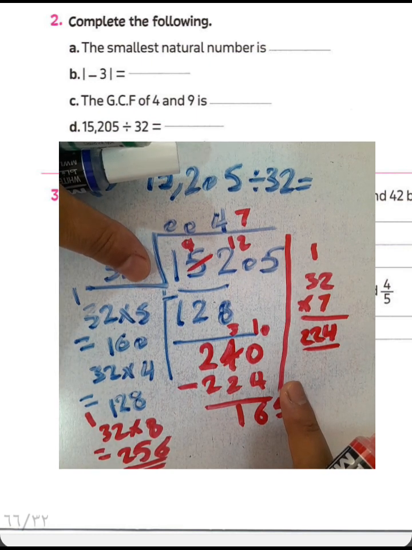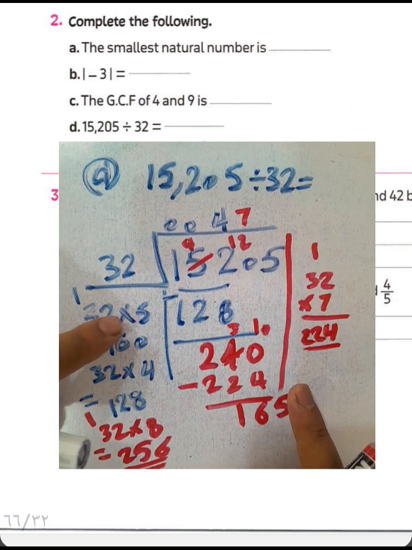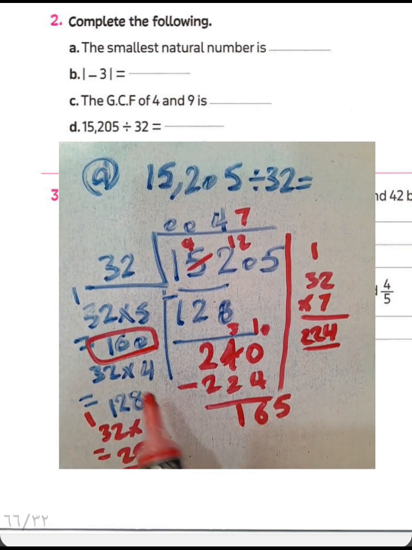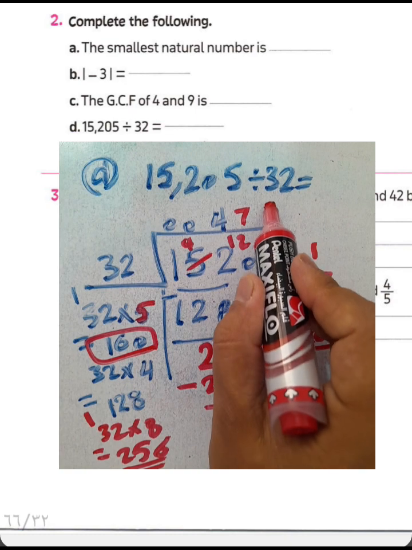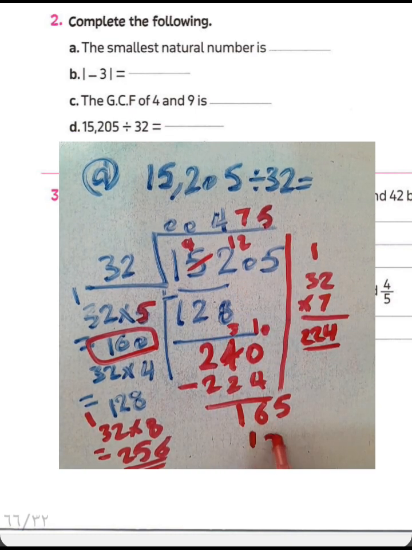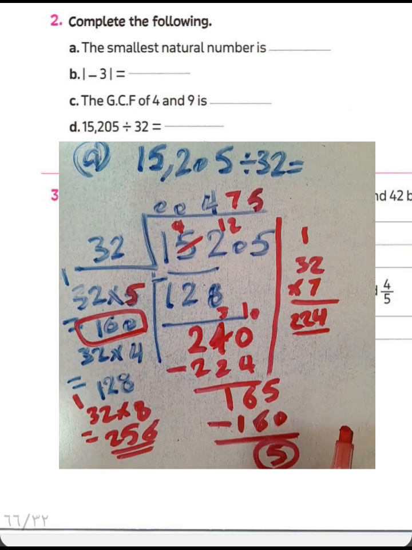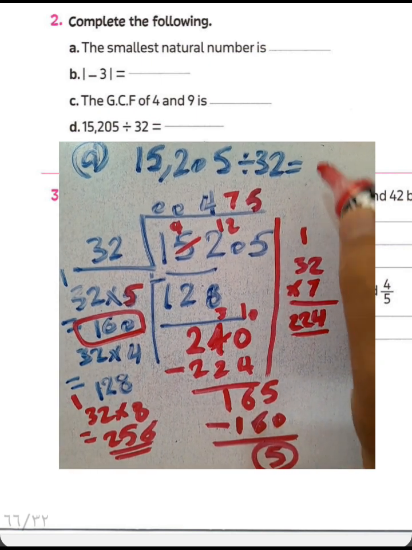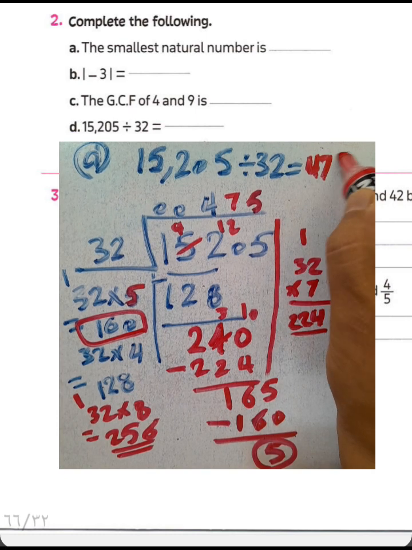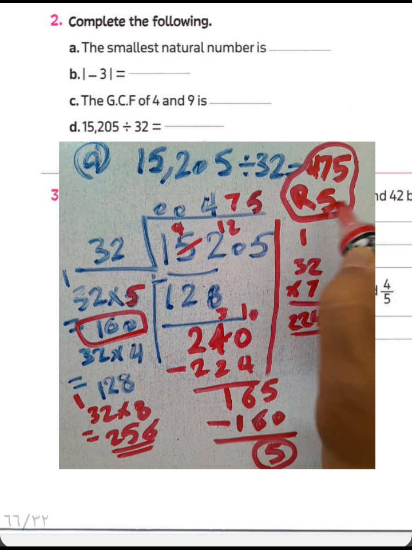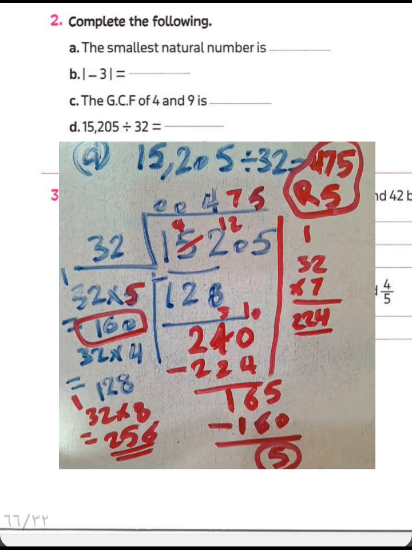16 divided by 3. Look here, 32 times 5 will be 160. It's the nearest. Then you can write 5 in the quotient here and write 160, and the difference between them will be 5. Then the result will be 475 and the remainder 5. 475 and the remainder what? Remainder 5. Okay, 475 and the remainder 5.